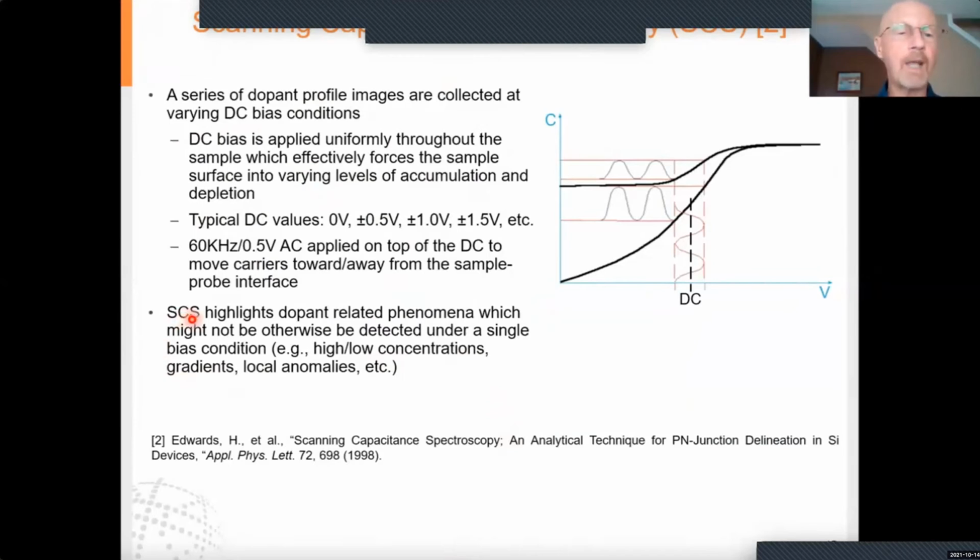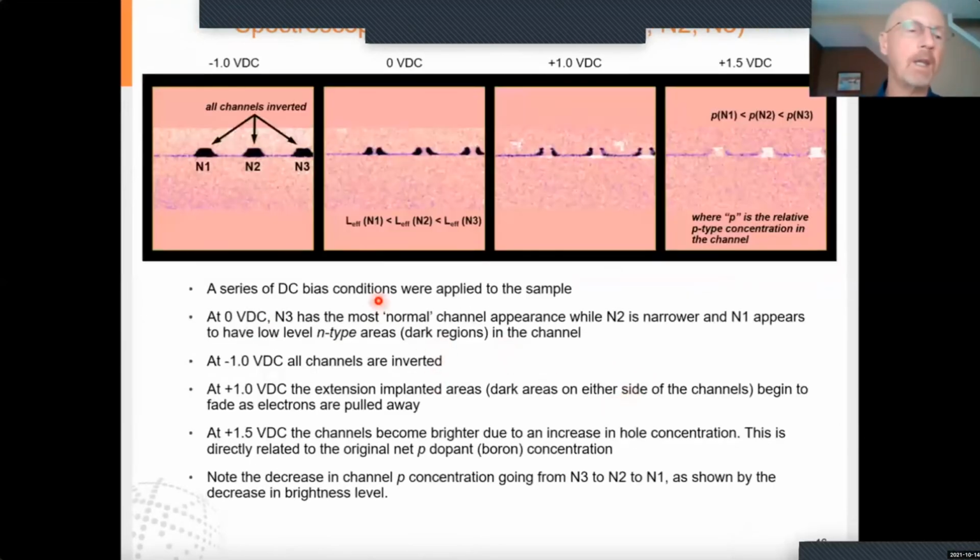What we found is that SCS highlights dopant-related phenomena which might not be otherwise detected under a single bias condition, and I'm going to show you an example of that right here. In this example, what we're looking at is 3 NFETs in cross-section, and at 0 volt bias, we see 3 NFETs. Here are our channels right here, source and drain areas, and they all look somewhat similar.